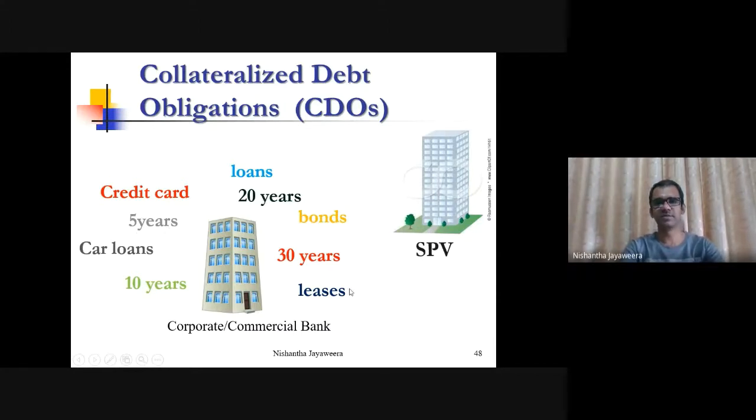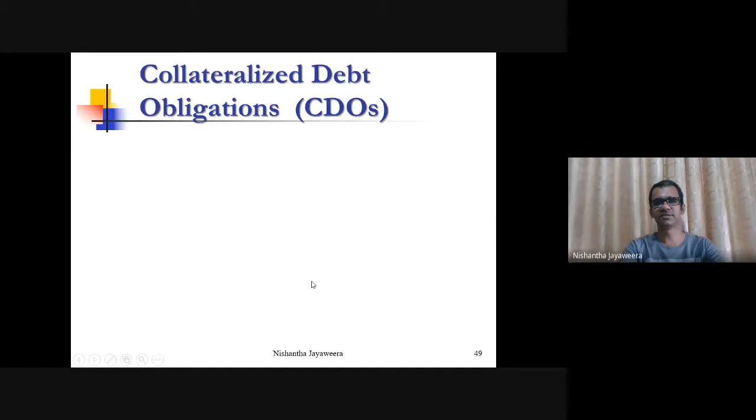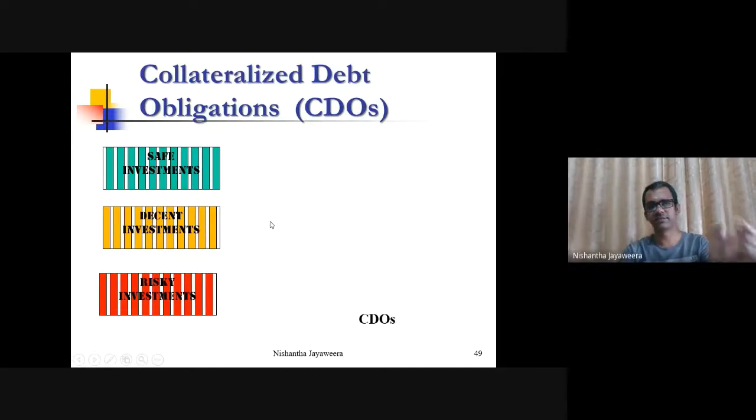The risk may vary. So what the SPV does is categorize the assets into these categories. Then they slice them into small pieces. The whole set of safe investments, they slice into different pieces, say 1 million each or something like that.